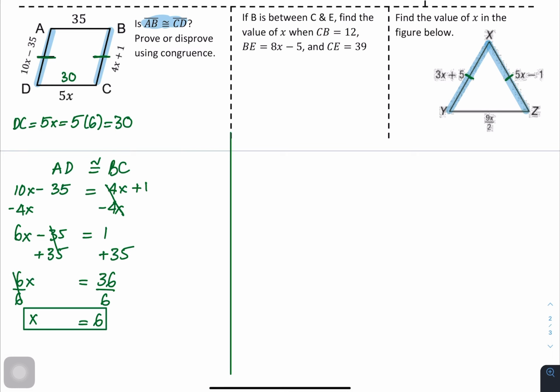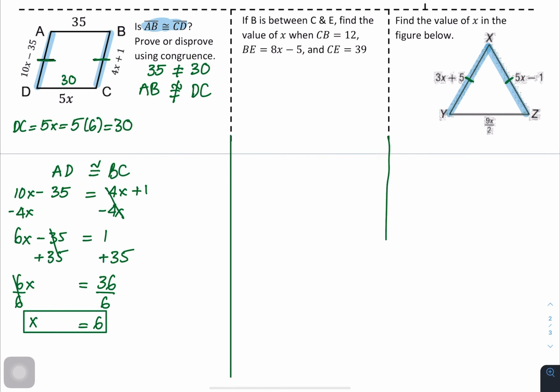Is 35 equal to 30? Nope. So because 35 is not equal to 30, that is why AB is not congruent to DC. Okay.